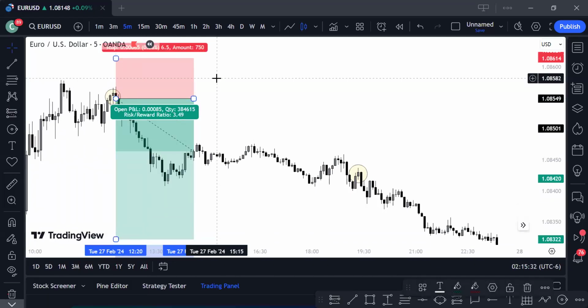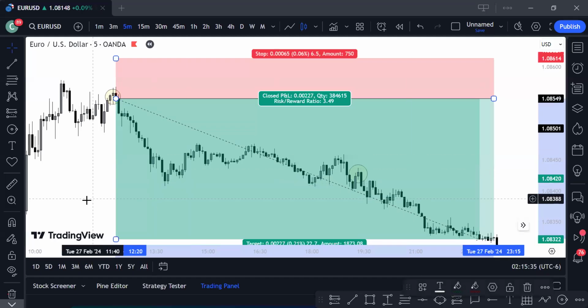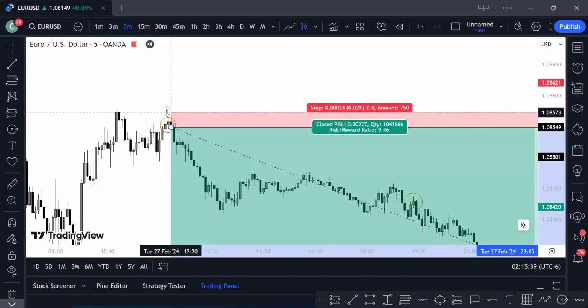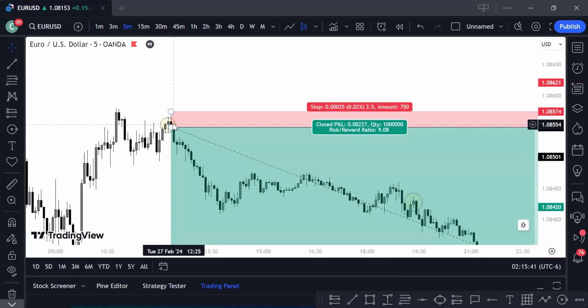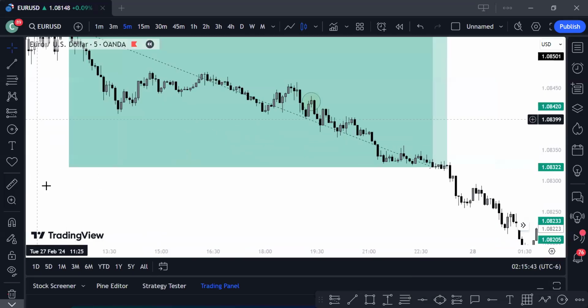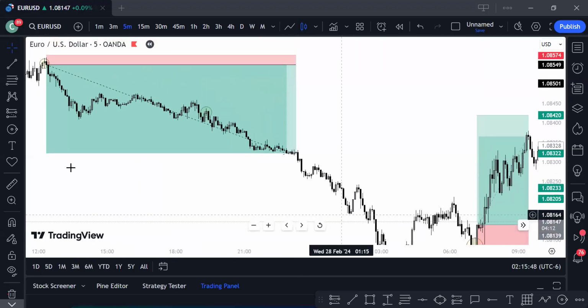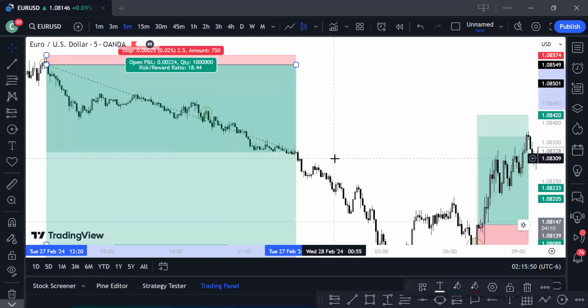Then look at what happened. It tanked. You can see there was zero drawdown. Immediately you enter, price just did this move and then boom, it sold to Valhalla. Sold all the way down. Look at this.